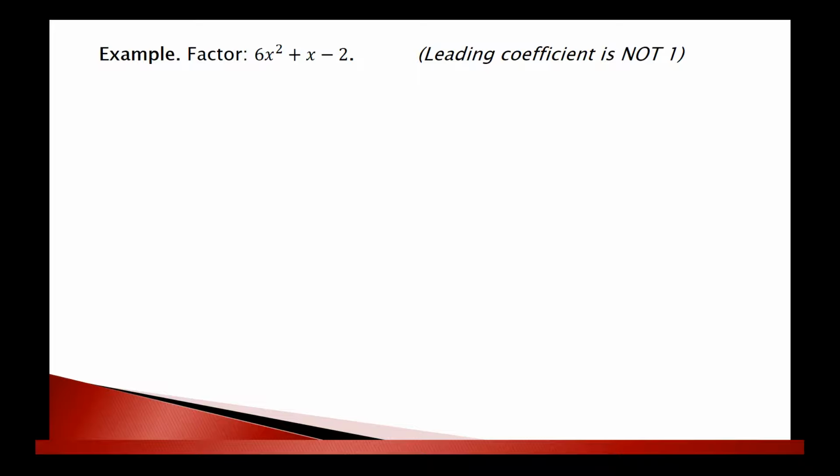Alright, so in this example, we want to factor 6x squared plus x minus 2. So notice that the leading coefficient is not 1 in this polynomial. So we will do a little bit different strategy for this problem. So the first step is we'll multiply the leading coefficient with the constant term. So in this case, the leading coefficient is 6 and the constant term is negative 2, and the product is negative 12.